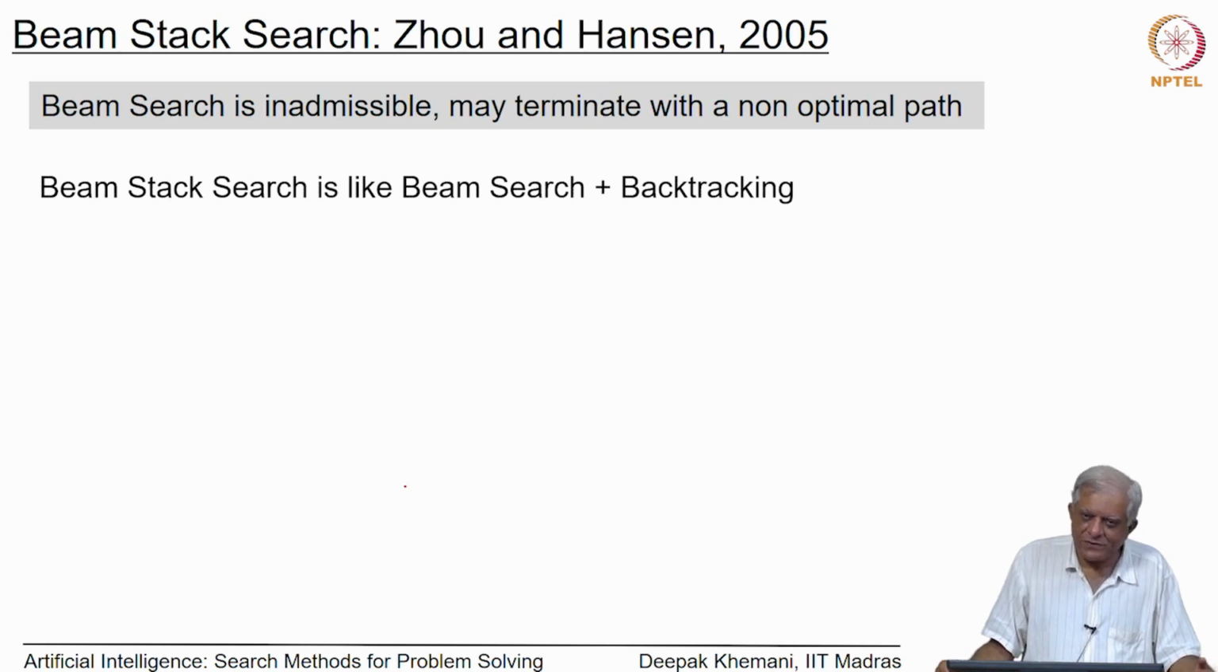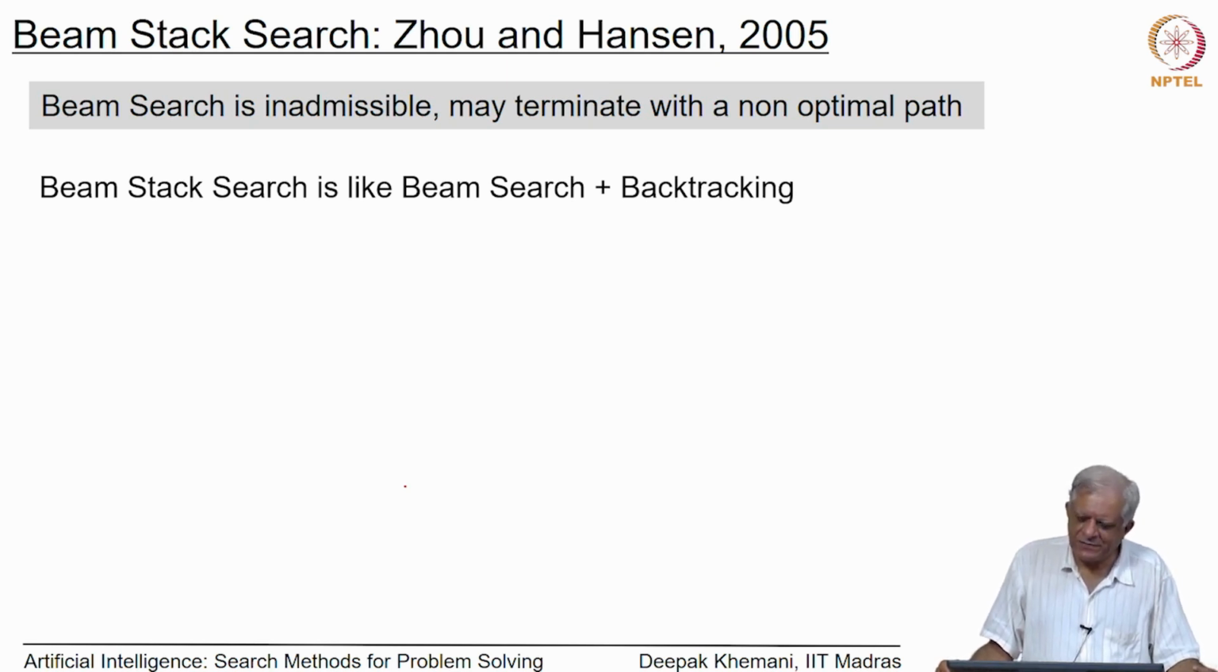The algorithm given to us by Zhou and Hansen called beam stack search is a little bit like beam search, but with backtracking essentially. What does that mean? It means that you go forward in the impetuous manner of beam search, that keeps going towards the goal, but keep the option of backtracking available to us. When will you backtrack?